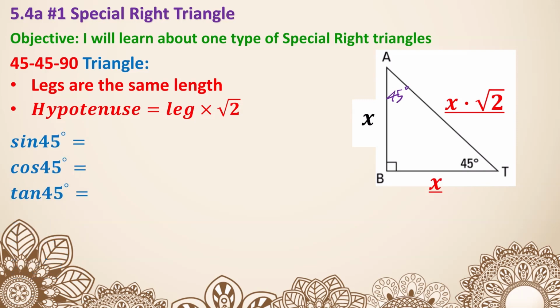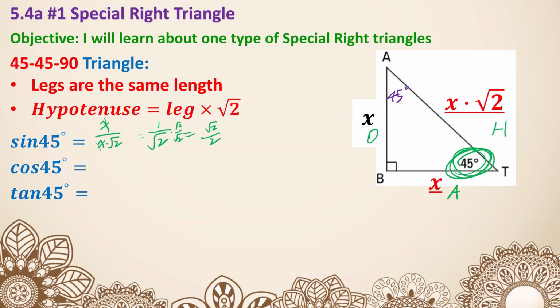Okay, based on that, we can find sine 45, cosine 45, and tangent 45 degrees pretty easily. Sine 45, so let's say we're focusing on this angle right here. That will make the x the opposite, this other x the adjacent, and x times square root of 2 the hypotenuse. So sine 45 degrees is opposite over hypotenuse, so it's x over x times square root of 2. The x's will cancel, so you're left with 1 over square root of 2. Multiply both the top and the bottom by square root of 2, which simplifies to square root of 2 over 2.